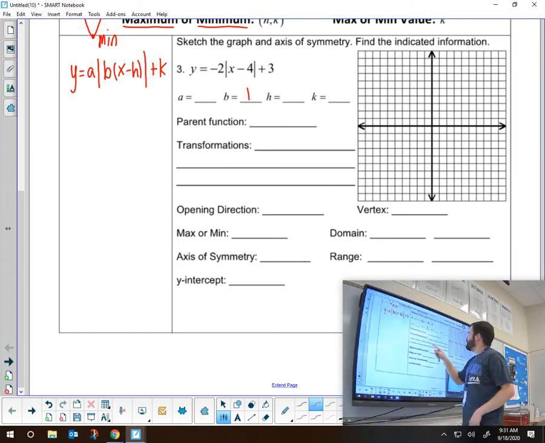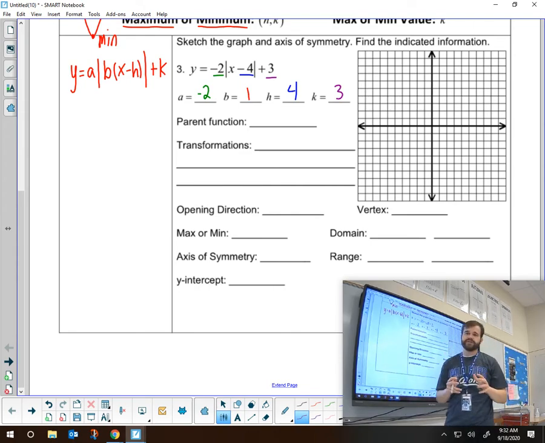All right, so my b is going to be 1. My a out here in front is going to be -2. My h here is going to be 4. And my k out here is going to be 3. Notice it was a -4 here, but when I'm talking about what it actually is, we say it's a +4. Okay? All right, our parent function.